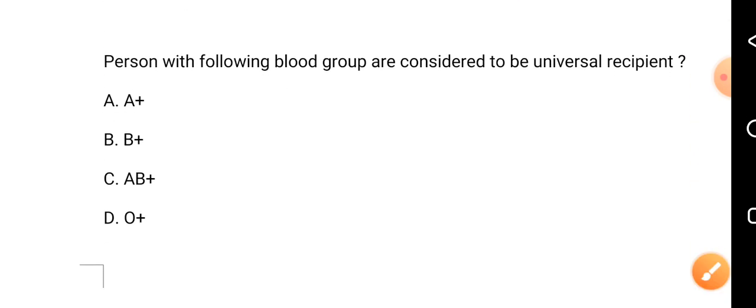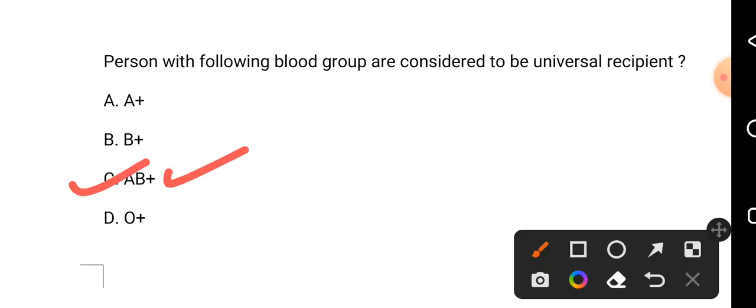Next question. Persons with the following blood group are considered to be the universal recipient. Its answer is option C, AB positive. Option C is correct here.